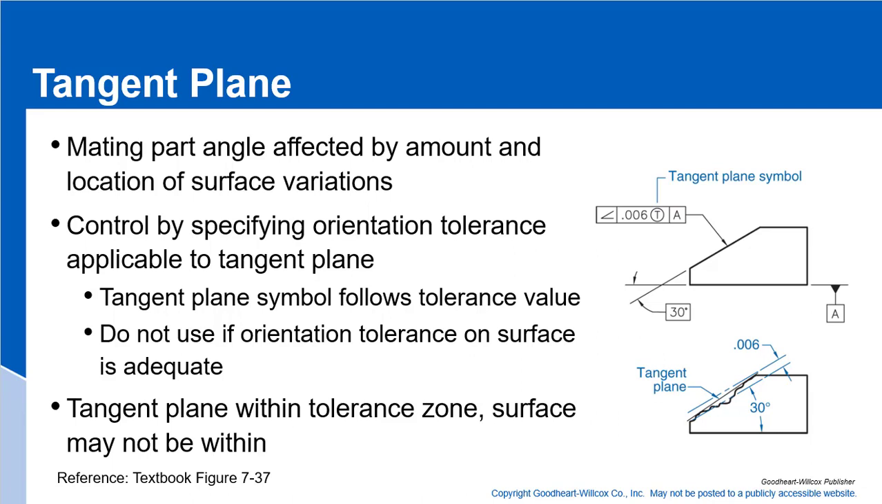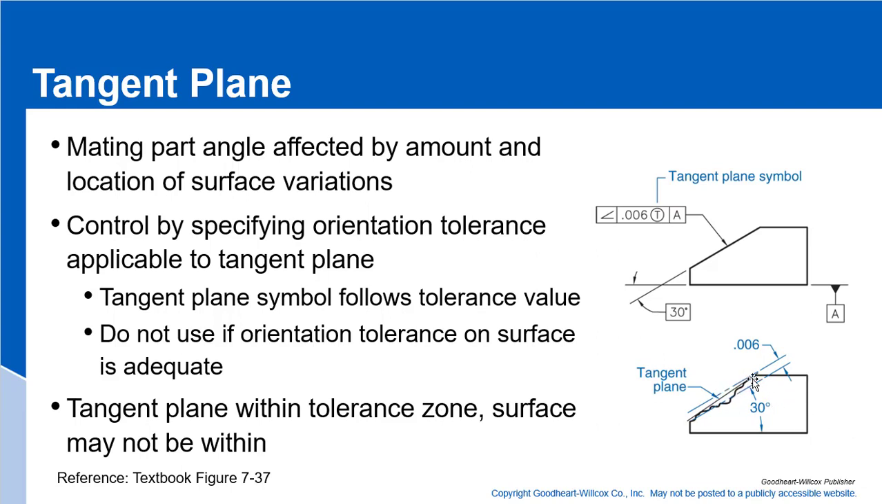Mating part angles are affected by the amount of location and surface variations, and we want to control that by specifying the orientation tolerance as applicable to a tangent plane. The tangent plane symbol follows the tolerance value. So that's how we did it right here. You add that tangent plane symbol. Now, really, what does that mean?